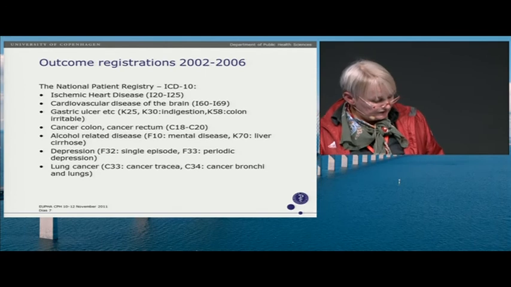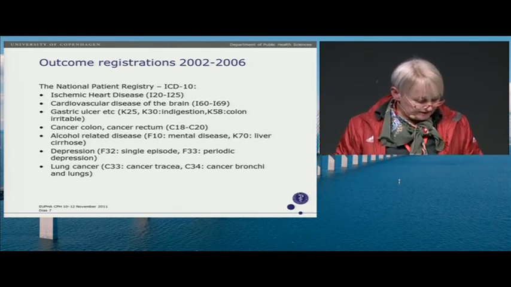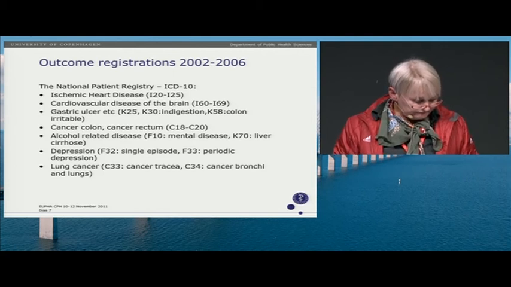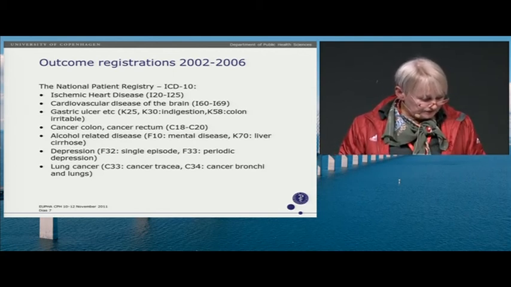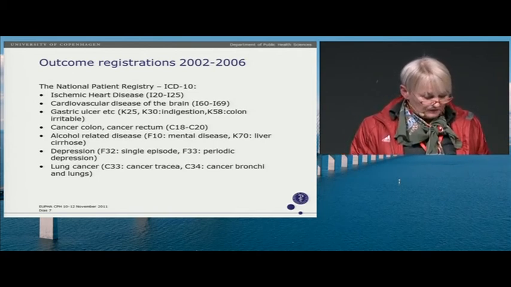Diseases defined according to International Classification of Diseases, version 10 in the National Patient Registry, and includes these diseases which I have already mentioned.